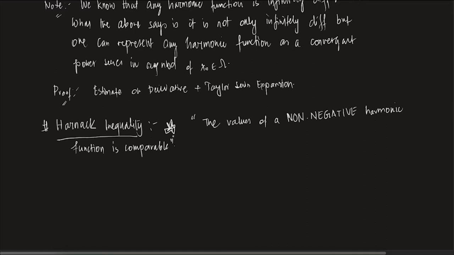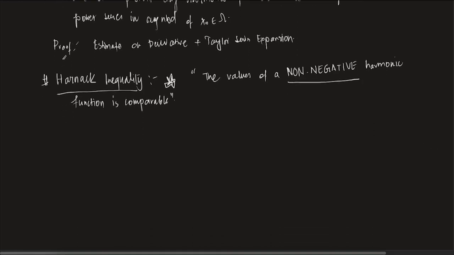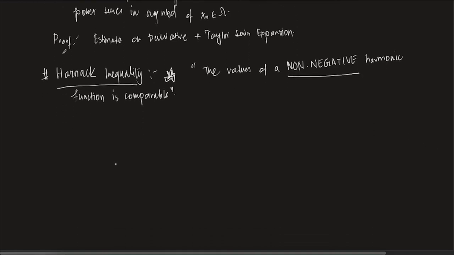Vaguely, whenever you think of the Harnack inequality, just think of it like this. It is saying that if you give me a harmonic function, I don't care what sort of function it is, as long as it is a non-negative harmonic function, which is very important, without this condition it won't work, then the values of the function on a domain omega are comparable. So what is the theorem?